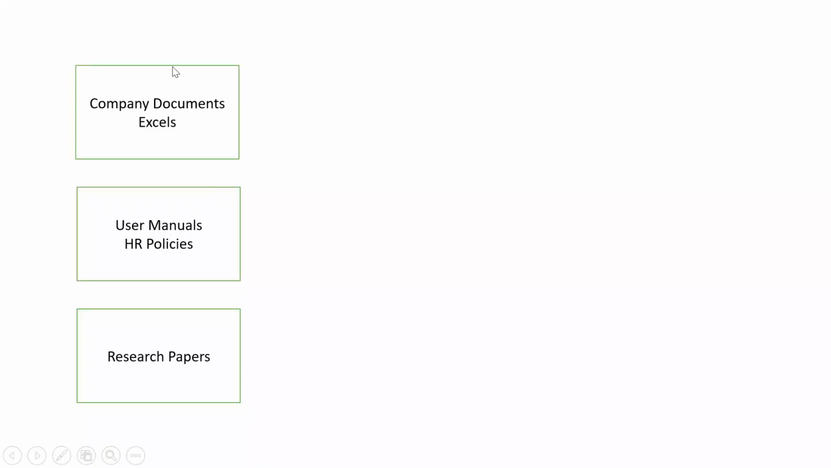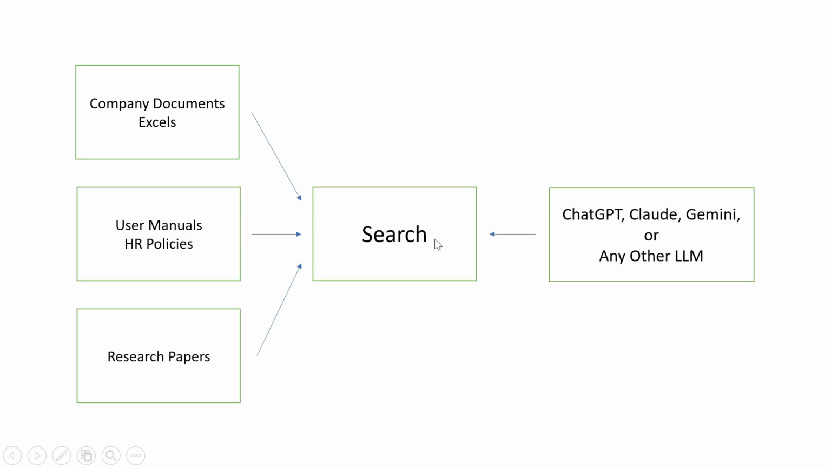Let's go a little deeper with the example we were trying just now on the screen. Imagine we have our company documents. These could be PDF files, Word documents, Excel files, user manuals, HR policies, or even research papers. Let's say one of these documents contains the company's leave policy. Now, over here, this box represents a smart search system. Unlike a normal keyword search, this search understands the meaning of your question. Now let's add one more box. This is our AI model, ChatGPT, Claude, Gemini, Groq, or any other large language model.